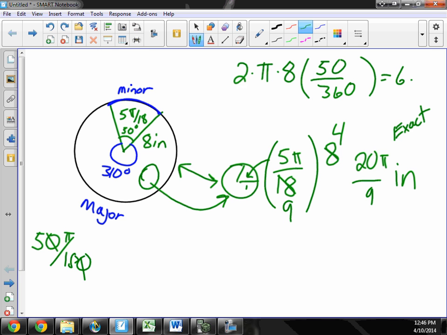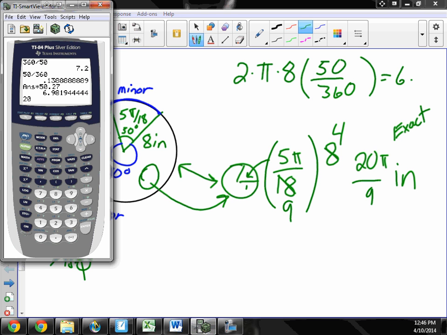But I don't know my inches in terms of pi, so whenever you calculate arc length, you need to give two answers. You need to give the exact answer and then the decimal. So 20 pi divided by 9, which is 6.98 inches. Yes. The radius of the small one is 1, and the radius of the big one is 8.